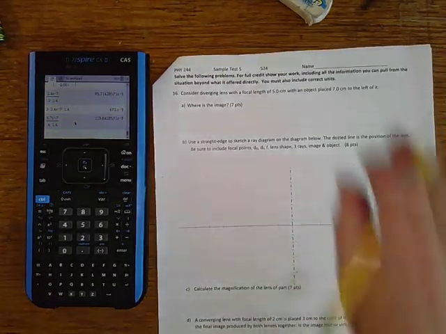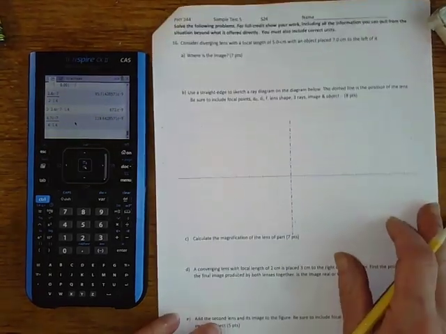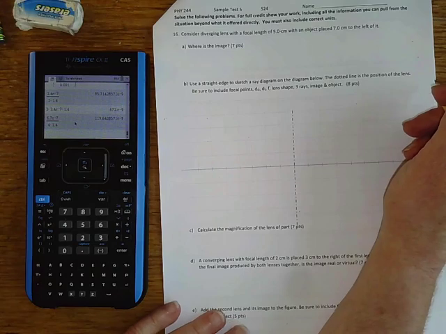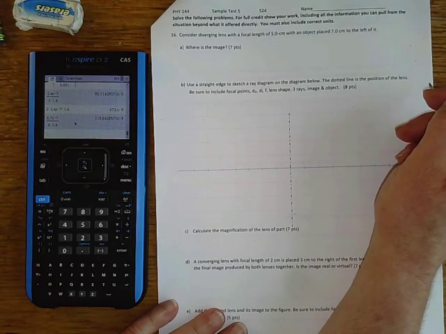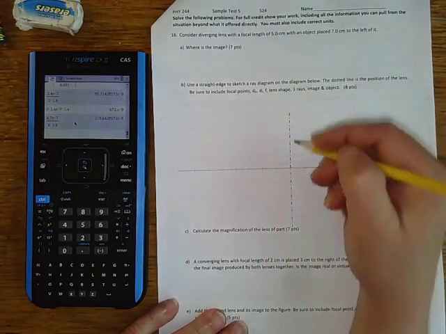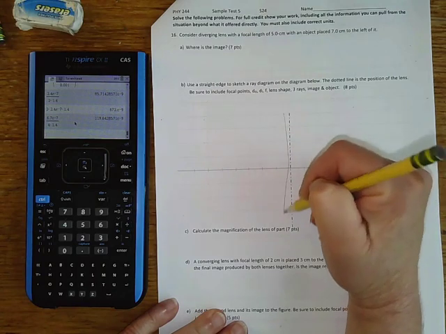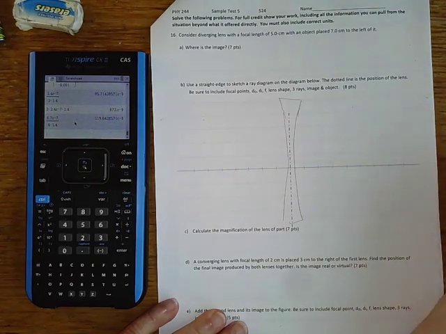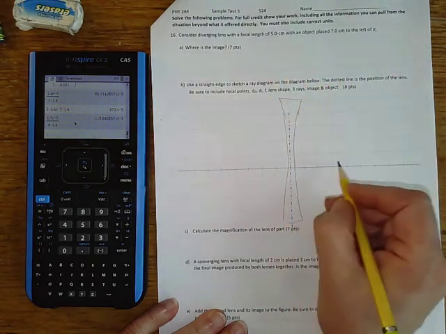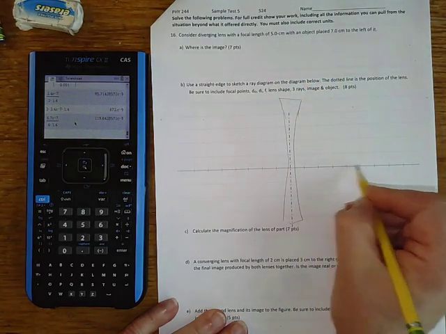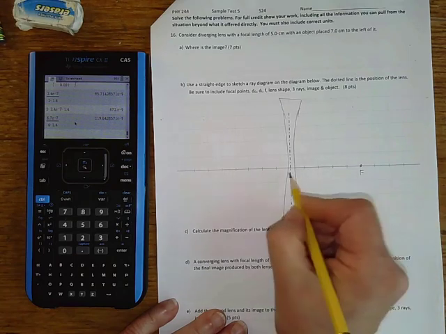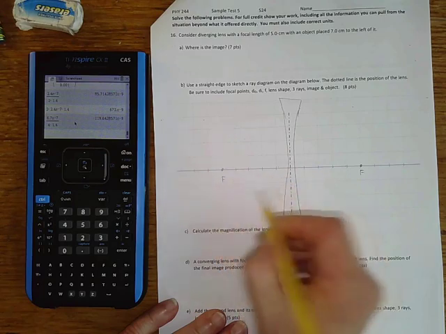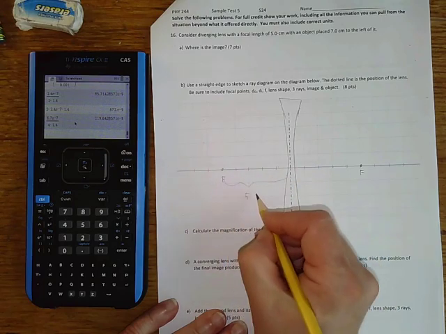Looking at number 16. Consider a diverging lens with a focal length of 5 centimeters and an object placed 7 centimeters to the left of it. All right, so we've got a diverging lens, and focal length is 5. 1, 2, 3, 4, 5. Remember, lenses have 2 focal points, but these are 5, each of them 5 centimeters away.